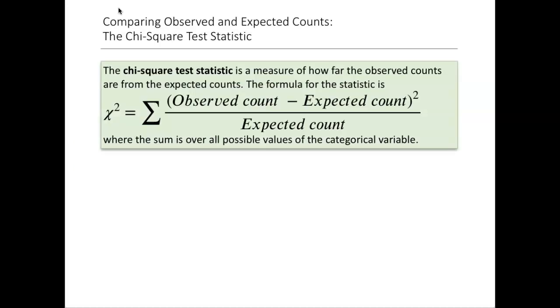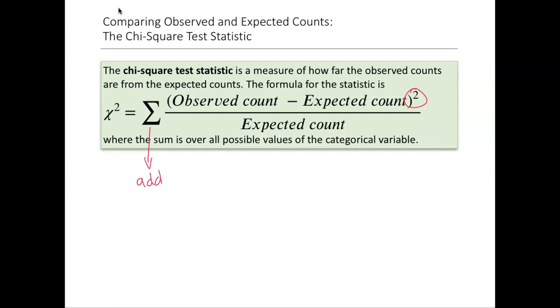The Chi Square Test Statistic is computed like this. What does sigma mean? Add. So we're going to take each observed count. We're going to subtract its corresponding expected count. We'll square it, and then we'll divide by the expected count. And then once we do that, we'll add all those values up, and that'll give us our single chi-squared test statistic.